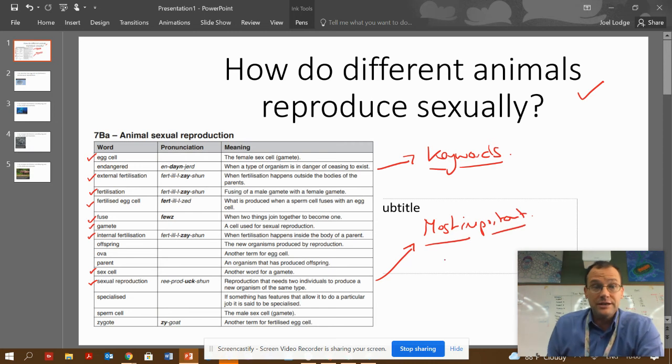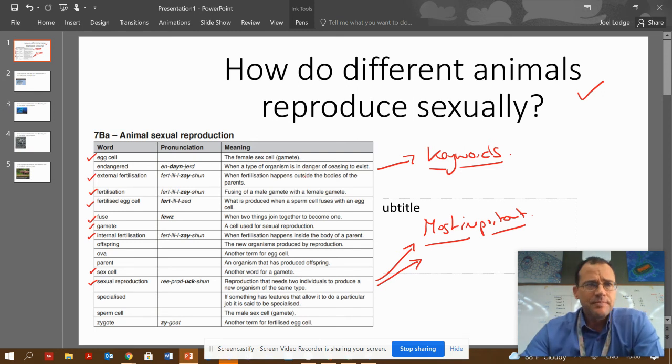It's different to asexual reproduction because asexual reproduction only needs one parent. If something's reproducing asexually, the offspring are normally identical to the parent. However, sexually reproducing species produce offspring that are different. They share the characteristics of the parents.